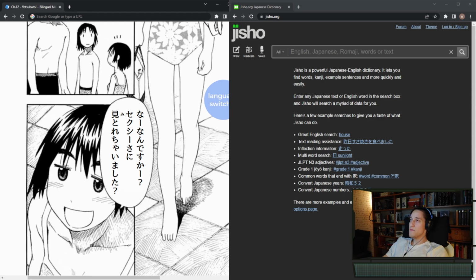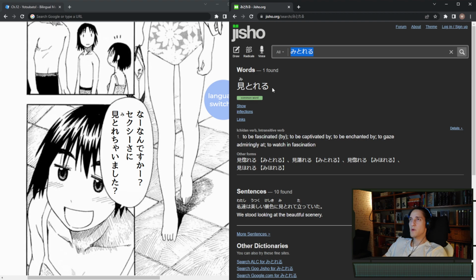Then I figured out that this is mitoreru. Wait, let me switch keyboard and write it down. Mitoreru is admiring or being fascinated by. Mitoreru, yes.